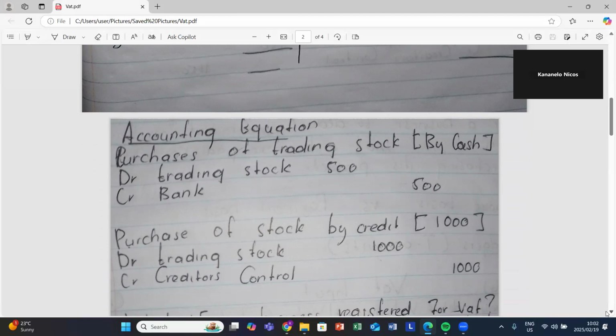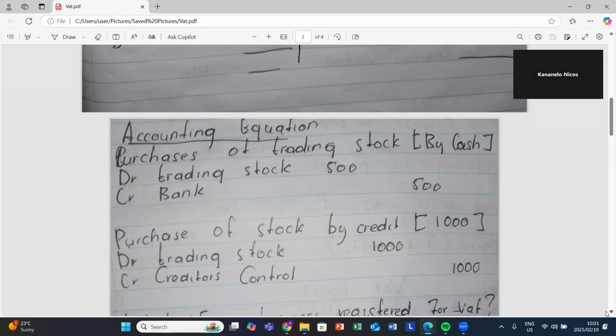Let's make an example with this transaction that we have there. We have purchases of trading stock by cash. So the two accounts that will be affected will be your trading stock and also your bank. Our trading stock will increase and our bank will decrease. Remember, your trading stock is an asset, so your asset will increase by the value of 500, and your bank will decrease by the value of 500. Hence, we debited trading stock and credited bank.